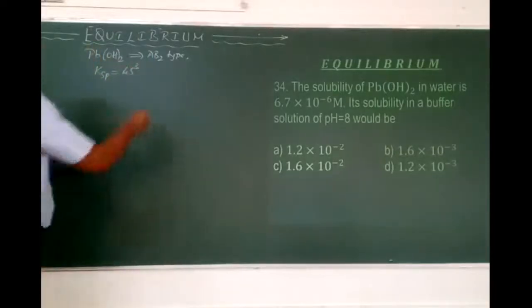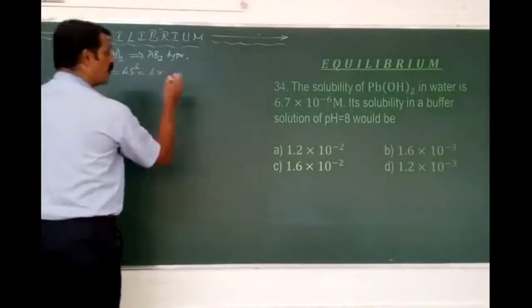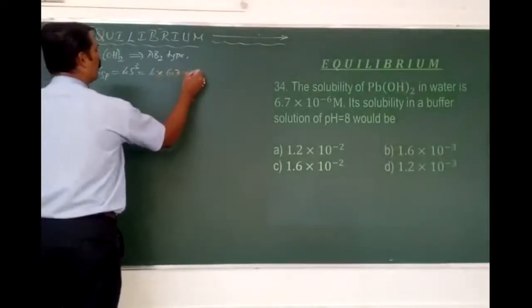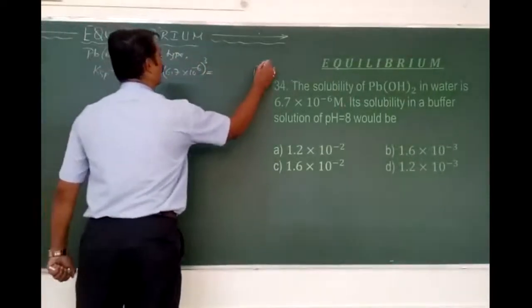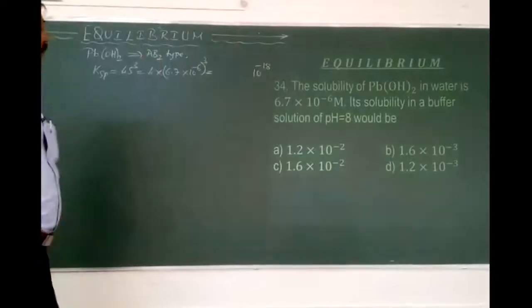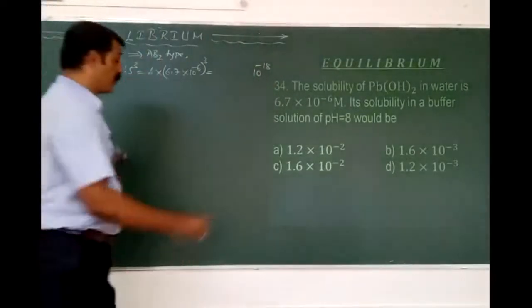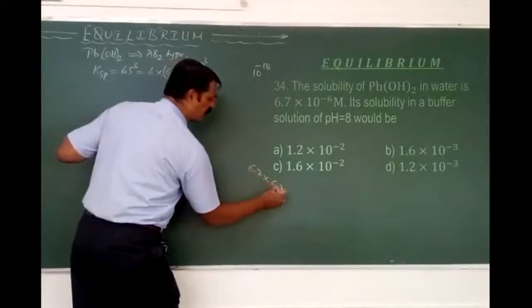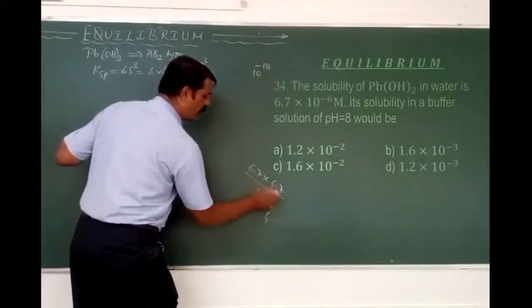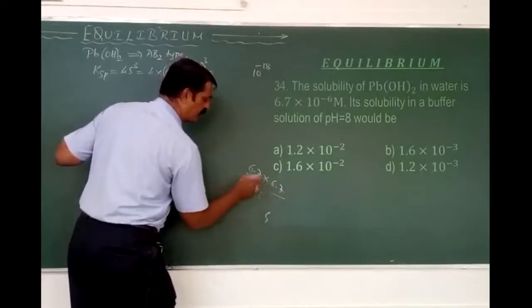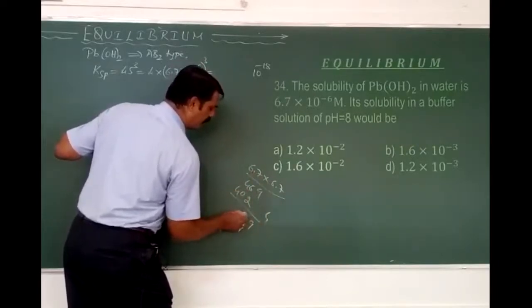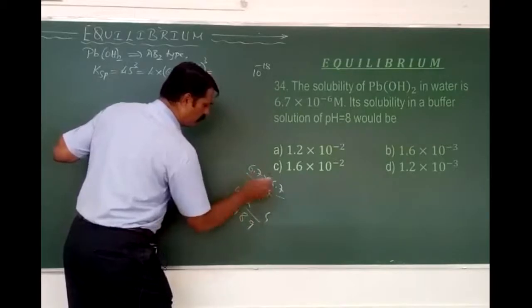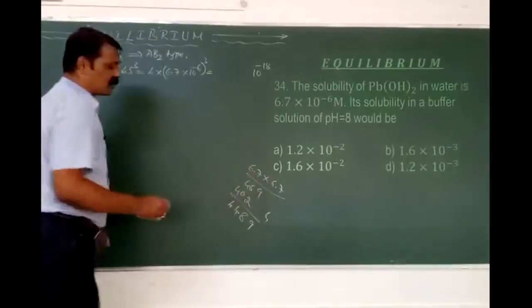4S cube. That is equal to 4 into, what is the solubility given for this? 6.7 into 10 to the power of minus 6 whole cube. That is equal to 10 to the power of minus 18, then we have 6.7 whole cube. First, what is 6.7 into 6.7? 49, 42, 46, 42, 36, 36 plus 4 equals 40. Here 9, 8, 4, 4. Approximately I will mention that as 44.9.